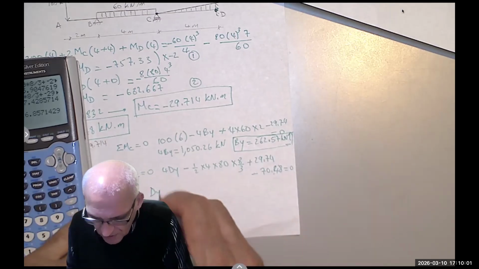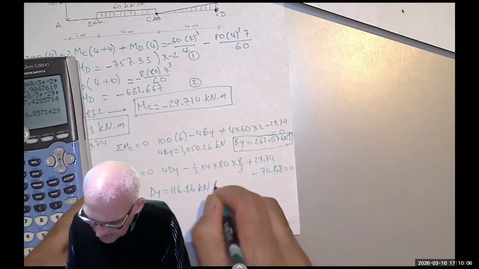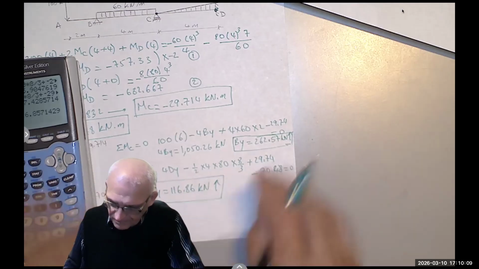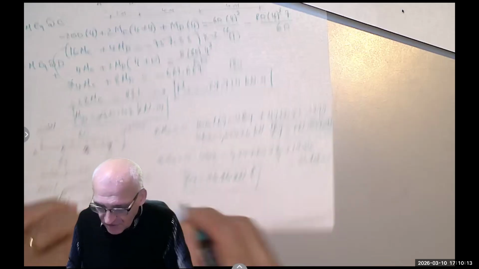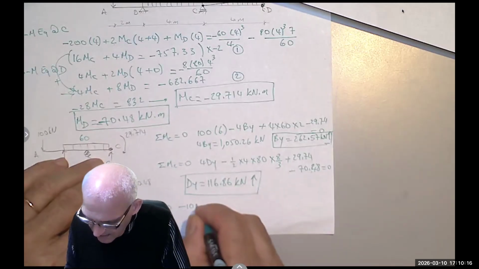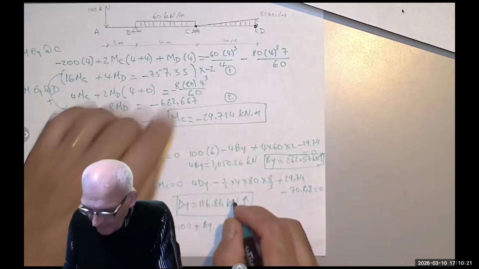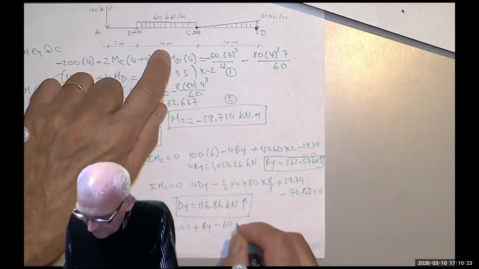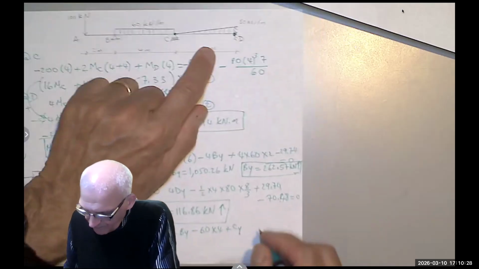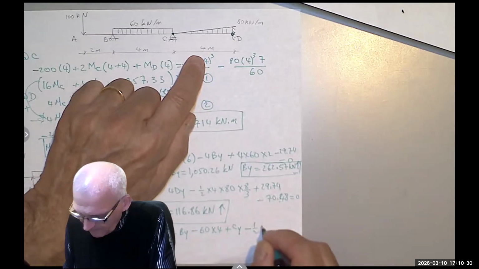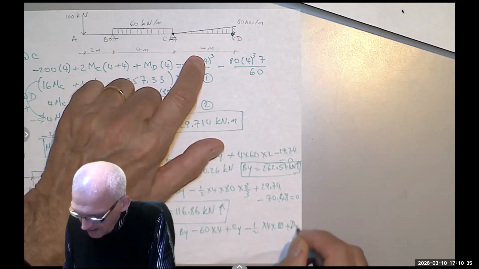dy equals 116.86 kilonewton, also positive, so it's up. And finally, I say summation of the forces in the y equals 0. I have negative 100 plus by minus 60 times 4 plus cy minus 1/2 4 times 80 plus dy equals 0.